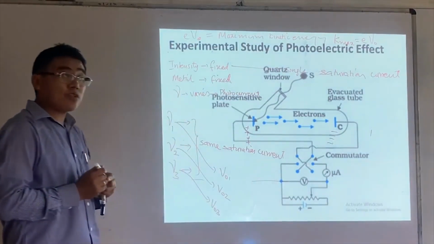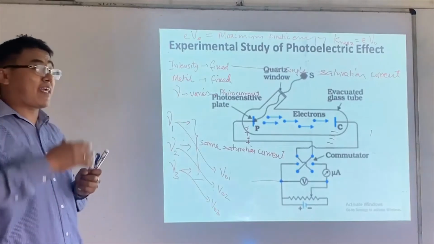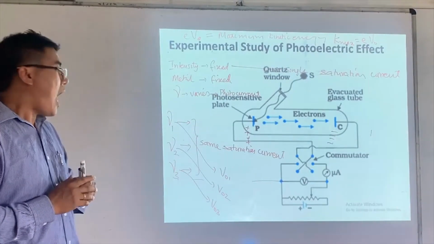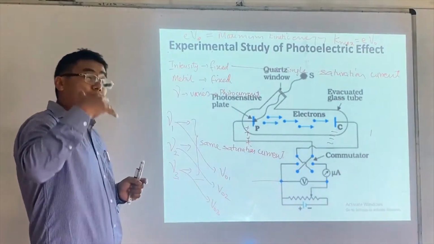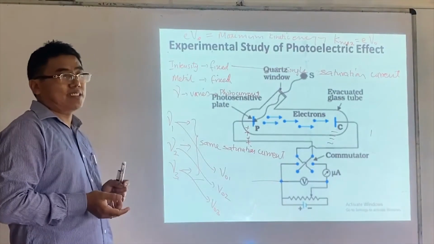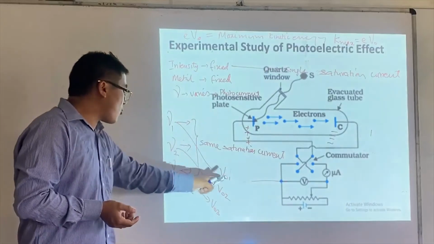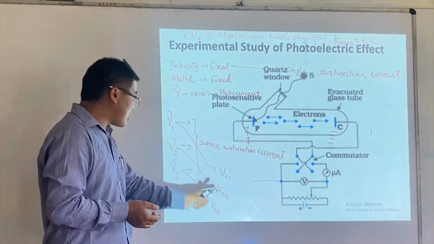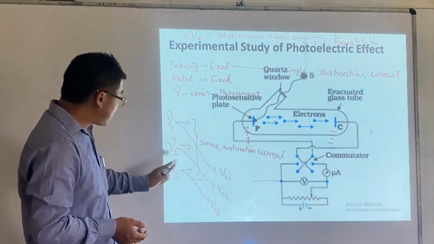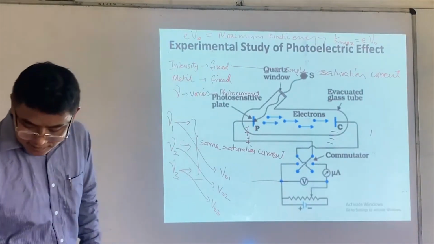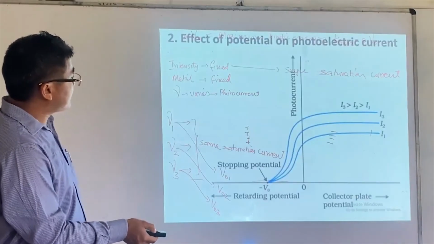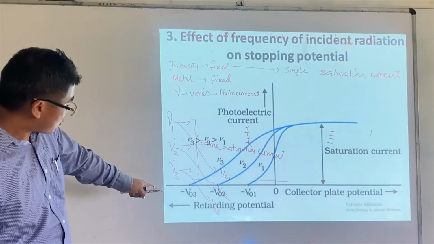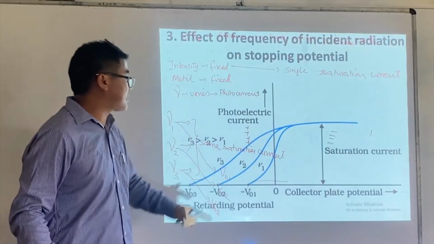So there is no effect. Frequency has no effect on saturation current. However, frequency has an effect on stopping potential. Alright? Frequency 1 has a stopping potential V01, frequency 2 has a stopping potential V02, frequency 3 has a stopping potential V03. So we have three different stopping potentials.